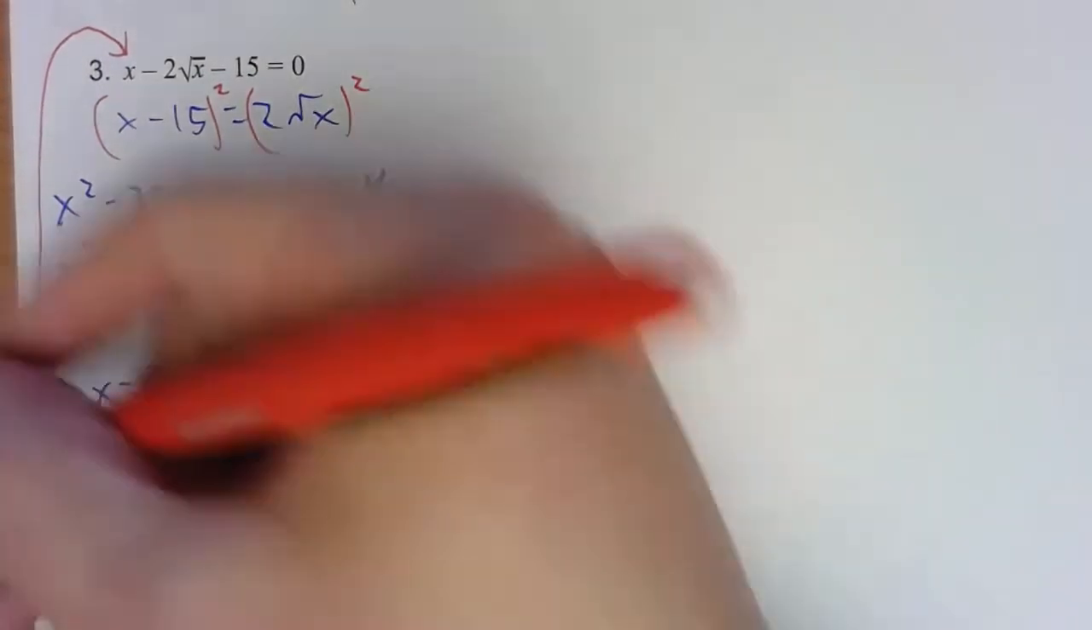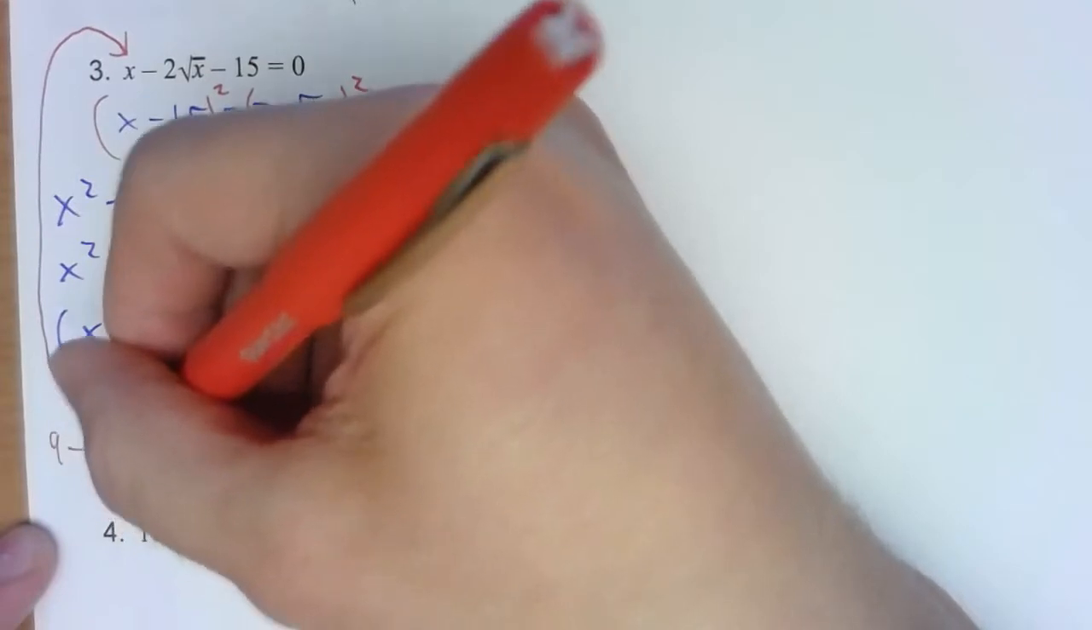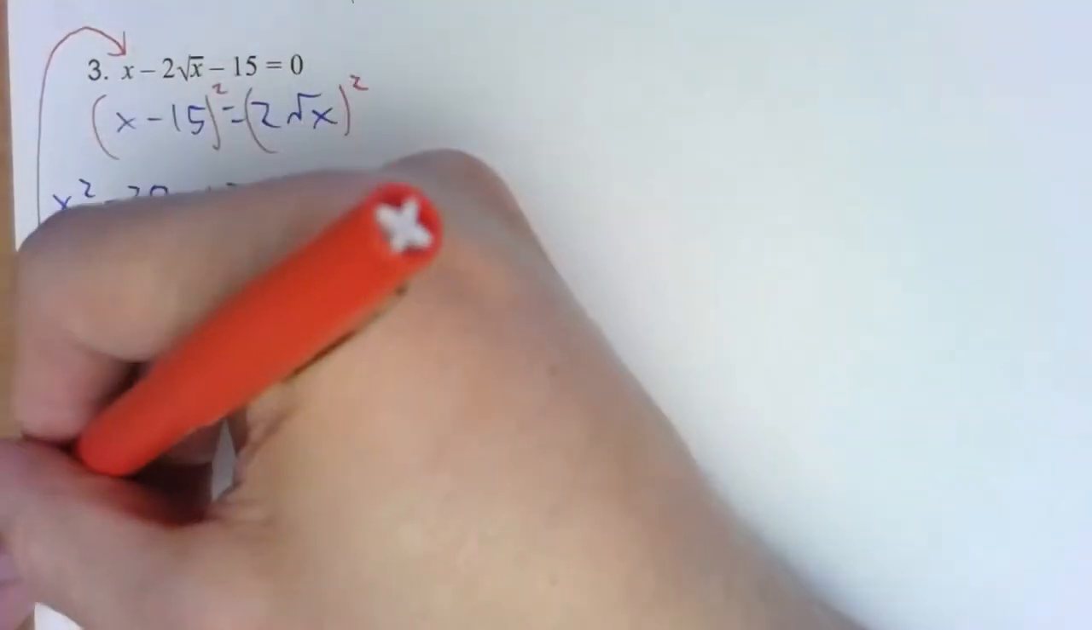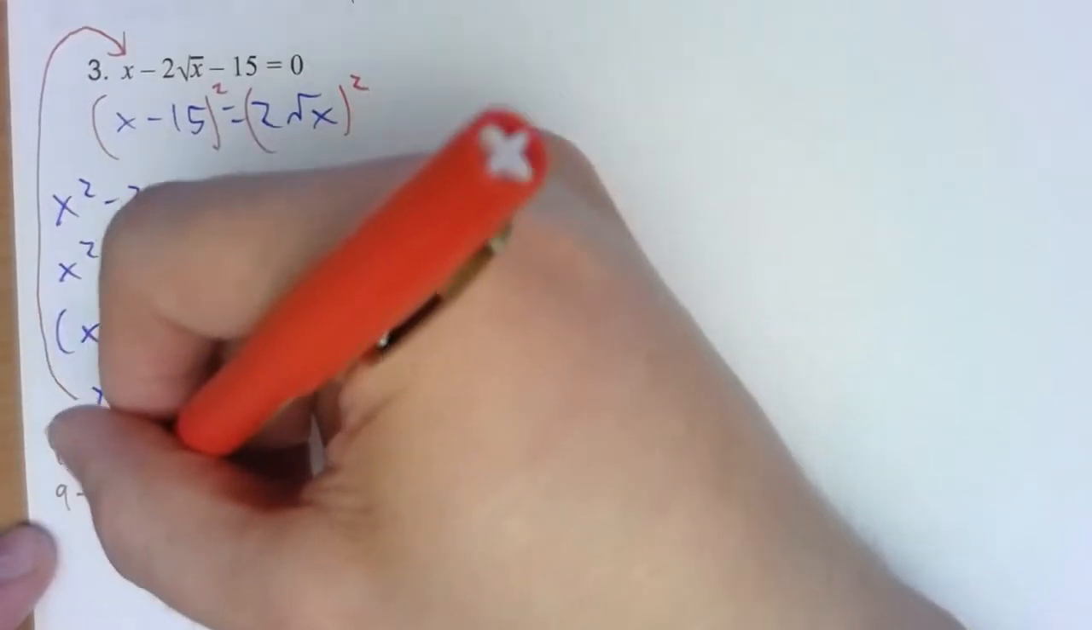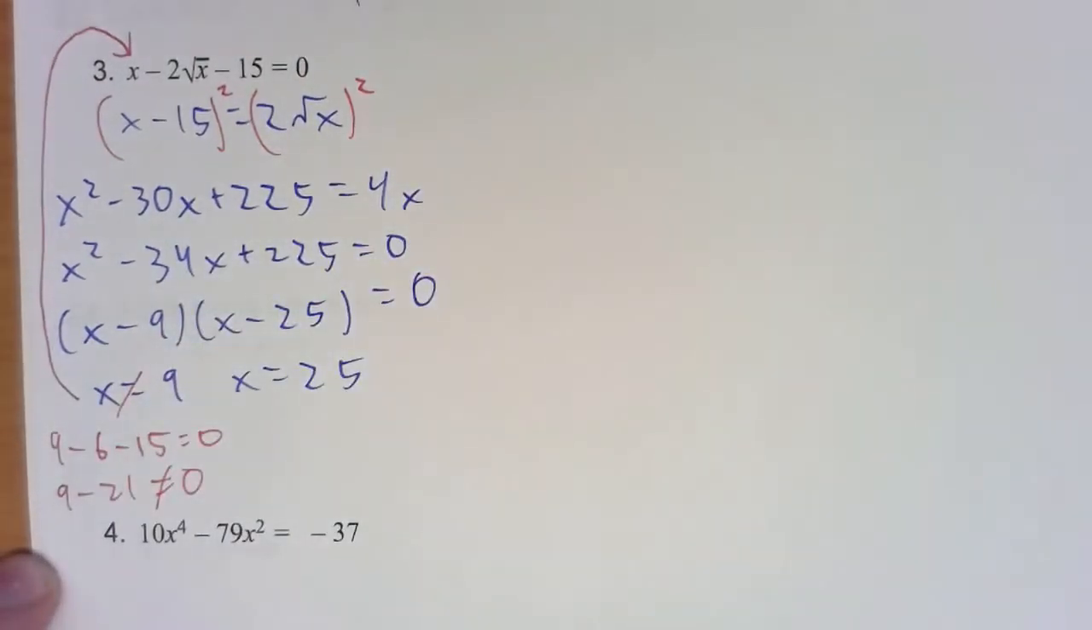So if I try x equals 9, I'm going to have 9 minus, let's see, square root of 9 is 3, 2 times 3 is 6, 9 minus 6 minus 15. Now that's supposed to equal 0, but 9 minus 21, last time I checked, does not equal 0. So this is actually not a solution right here.